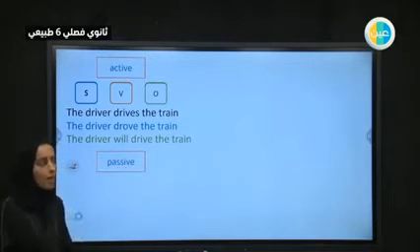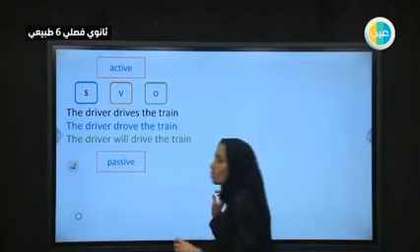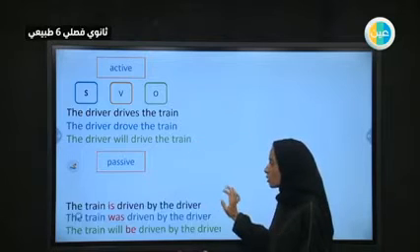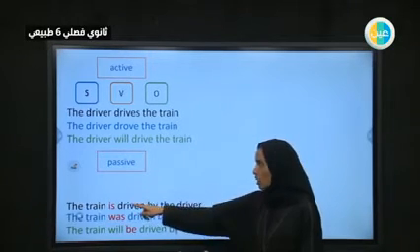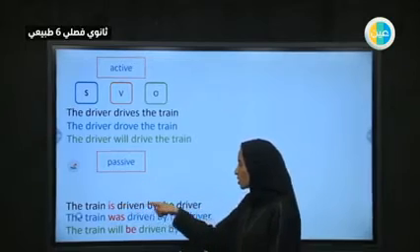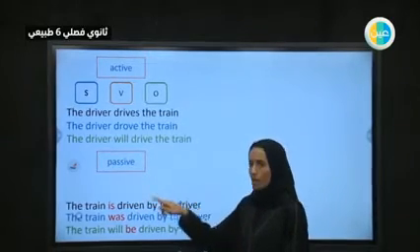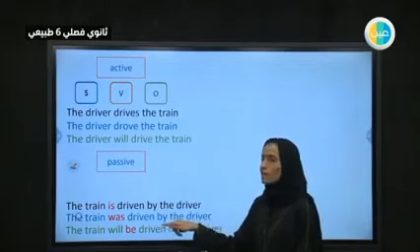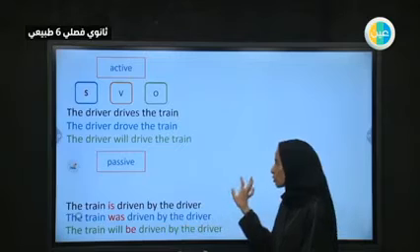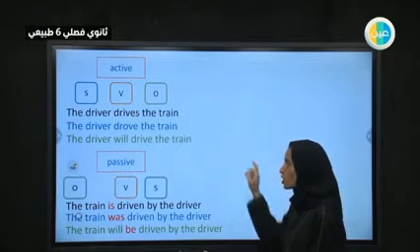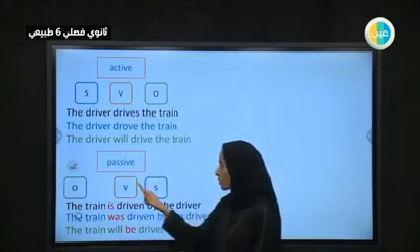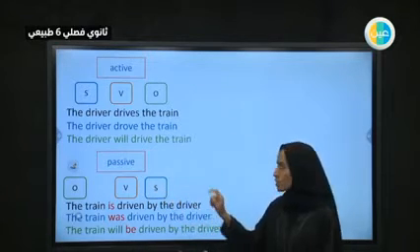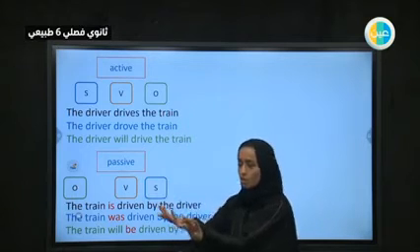What about the passive form? In the passive form, we are going to focus much more on the action itself, which is the action of driving. So what do we say? The train is driven by the driver, the train was driven by the driver, and the train will be driven by the driver. So what did we do here? We change the order. Start with the object, then the verb, then later on is the subject. Okay? So we change the order, crisscrossing them.